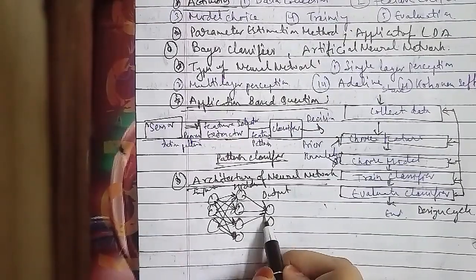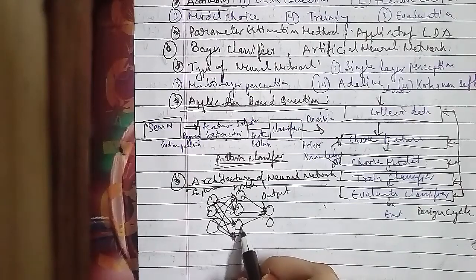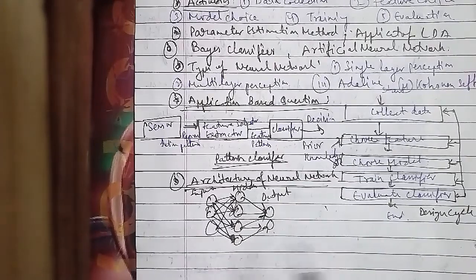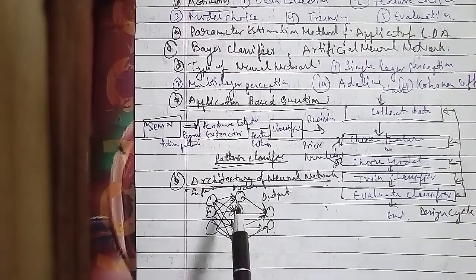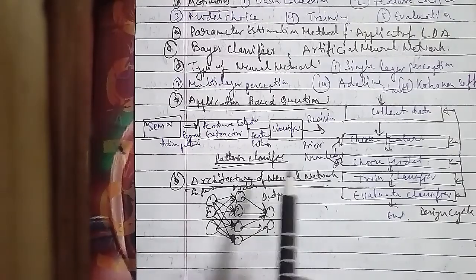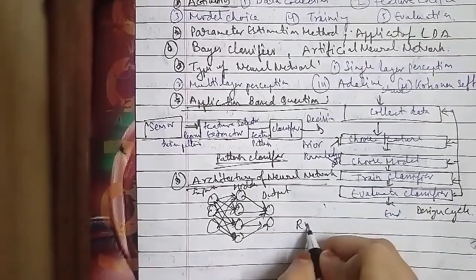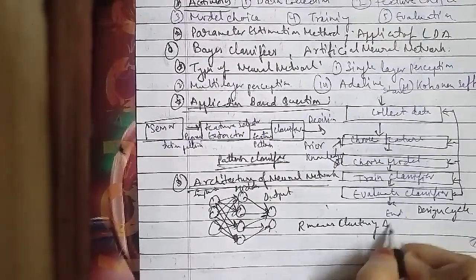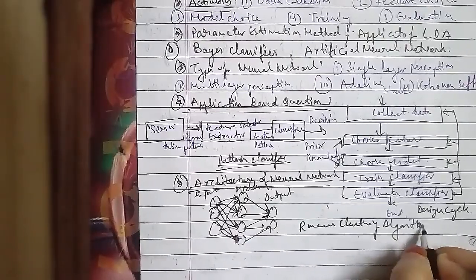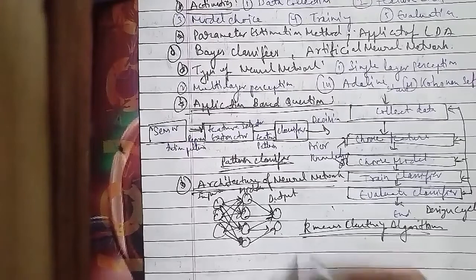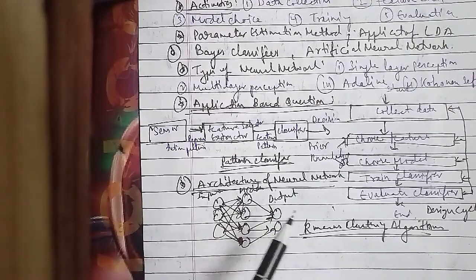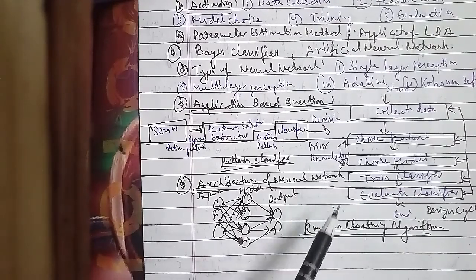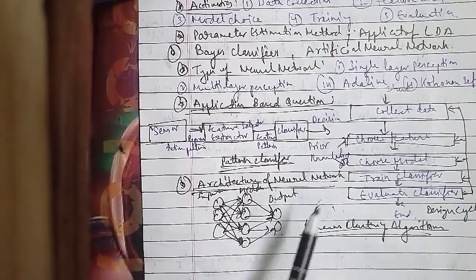Let's go ahead with another one, that is to write the algorithm for k-means clustering. In the k-means clustering algorithm, place k points into the space represented by the objects that are being clustered. These points represent the initial group centroids. Then assign each object to the group that has the closest centroid. When all the objects have been assigned, recalculate the positions of the k centroids, and then repeat the second and third steps until the centroids no longer move.